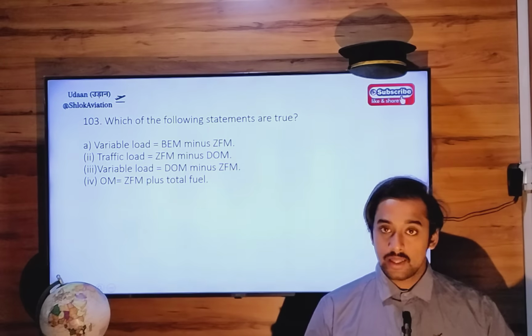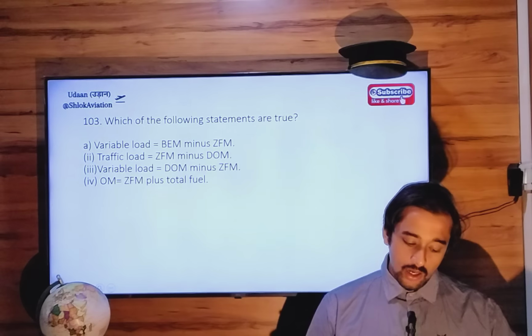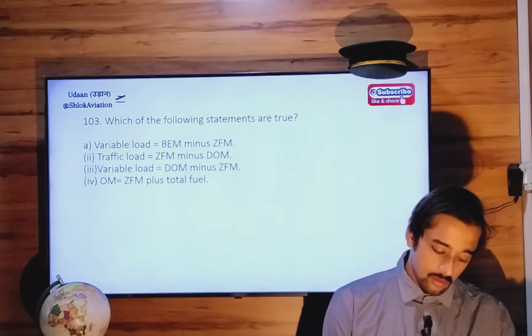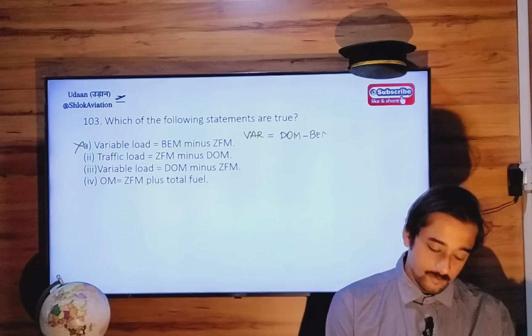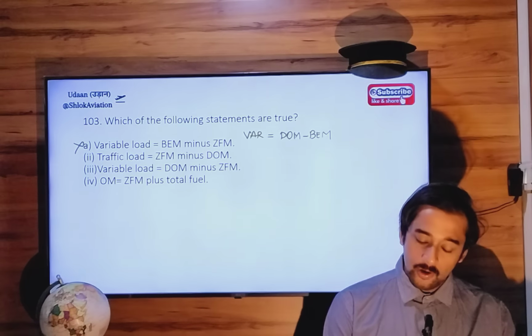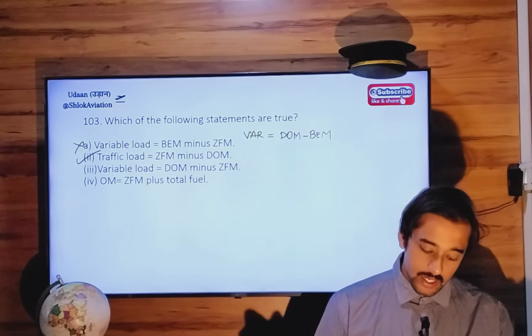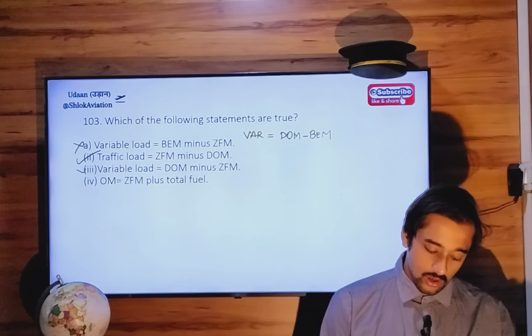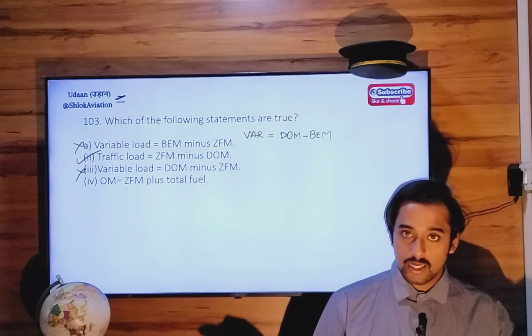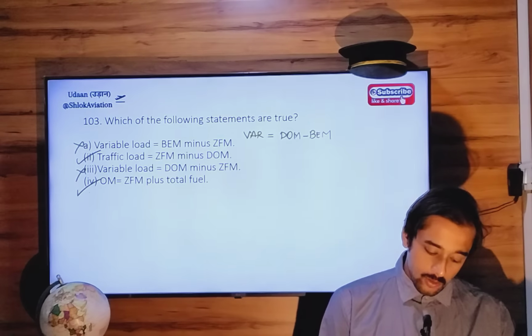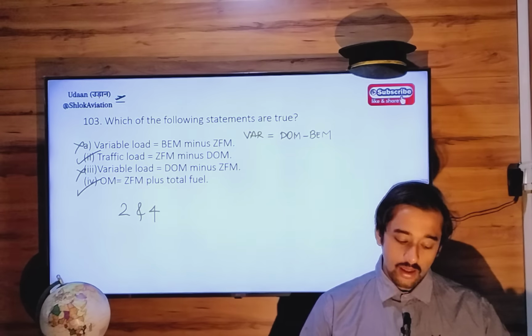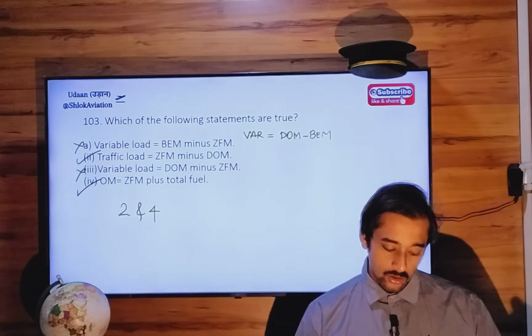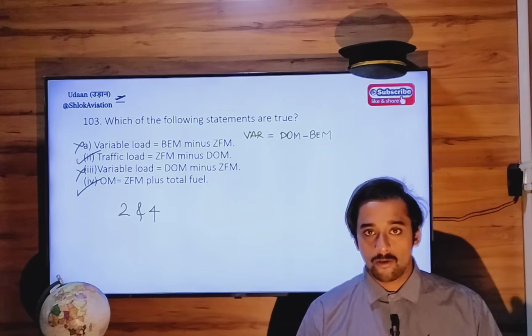Next, question 103. Variable load is basic empty mass minus zero fuel mass. Wrong. Variable load is equal to dry operating mass minus basic empty mass. Traffic load is zero fuel mass minus. Wrong. Absolutely correct. Variable load is, again, this is wrong. Operating mass is zero fuel mass plus fuel. That is right. So options 2 and 4 are correct. Okay, so mark that option which contains these two points, point number 2 and point number 4.